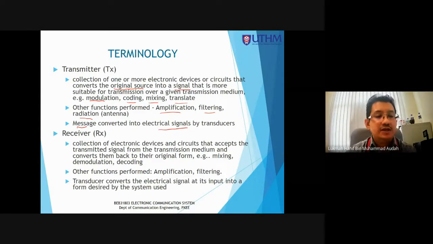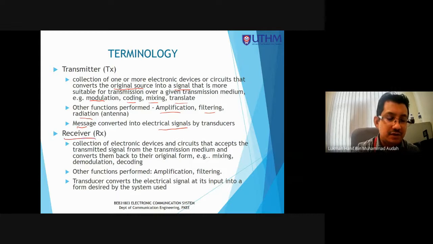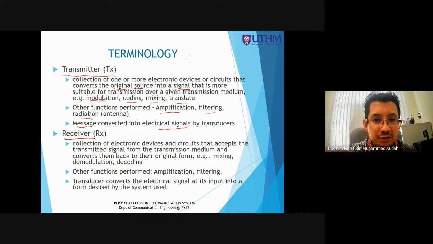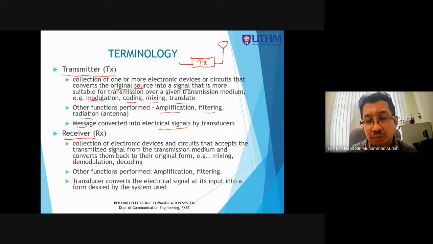Okay, and then what? Receiver. If we see the receiver, a collection of electronic devices. Okay, sorry tadi saya balik pada sini transmitter. Kalau you lihat transmitter ini, tadi saya lukis satu seketul satu macam ni je. So di dalam transmitter ini mengandungi pelbagai jenis components. Berlaku banyak proses di dalam transmitter. Okay, sama juga dengan receiver.